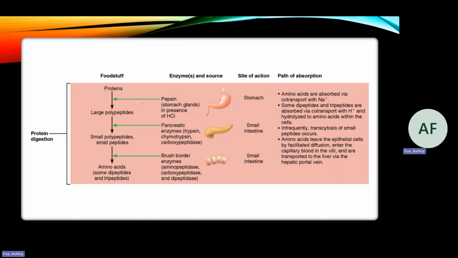Still looking at it, pepsin is going to start. Pepsinogen is released by chief cells, activated by the hydrochloric acid produced by the parietal cells, and starts breaking down proteins into large polypeptides. The pancreatic enzymes, you have trypsin, chymotrypsin, carboxypeptidase, are going to break them down even further. And then the brush border enzymes are the last ones.